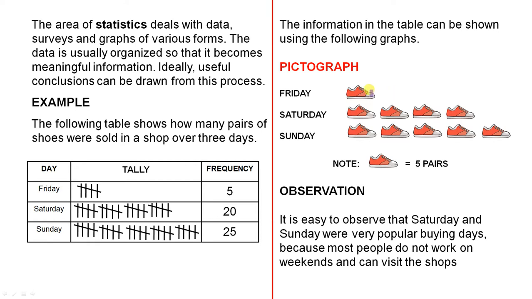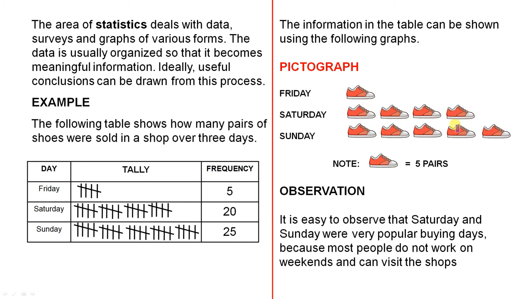For example, on Friday, I have this one shoe here. Note that one shoe equals 5 pairs. So the beauty of the pictograph is that you can quickly see what's happening. So there's 5, there's your 20, and there's your 25. It's easy, it's in picture form, it's very colourful and quite attractive. It doesn't give you much more information than that, but it just gives you a rough idea when you compare the 3 days of what's actually happening.